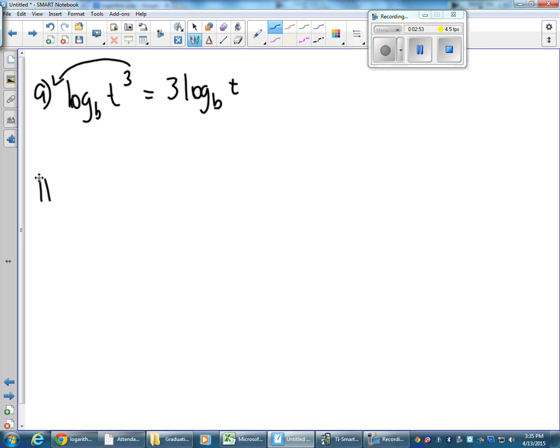Number 11 wants to know what is the log of y to the 8th. Take this off, move it to the front. It would just be 8 times the log of y. They didn't have a base. We know it would be 10, but if they don't write it, you don't have to write it. You could write a 10 if you wanted to for the base.